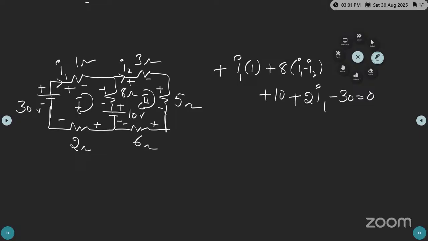Yes. Okay. Reduce. You will get 9, 10, 11. How much? 11 I1 minus 8 I2 plus 10 minus 20. Equation 1. Okay. Second equation.